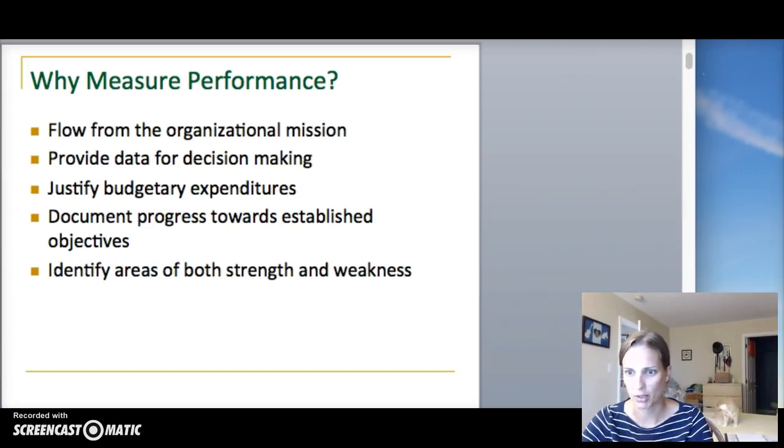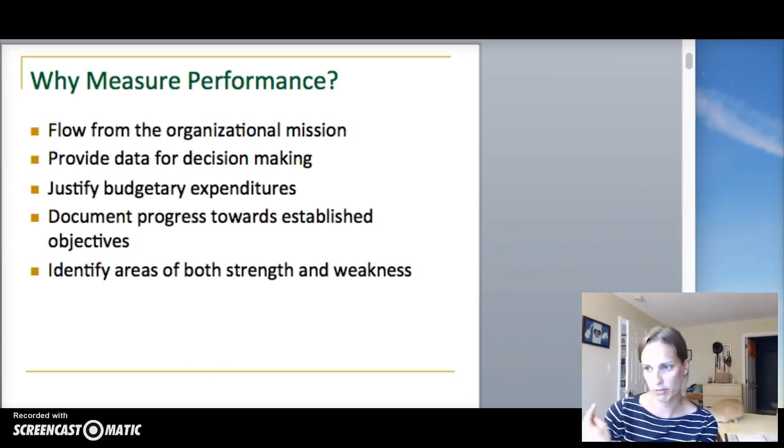Hold on, my cat just came in. I'm going to pause this. Well, I can't get my cat to leave, so he's just going to stay in the shot. Say hey to Buster. He's back there.